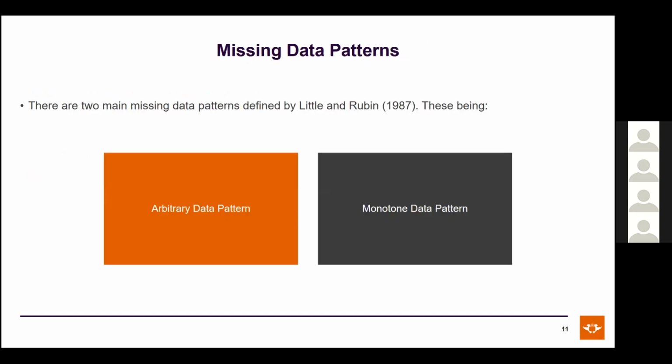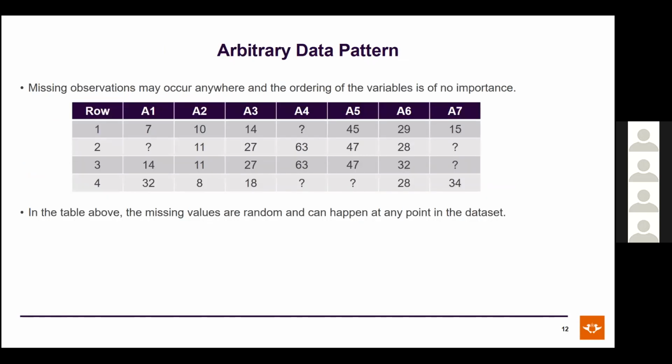Now we're going to take a look. So those are the four missing data mechanisms. We're going to take a look at the missing data patterns, of which there are two. There's the arbitrary and there's the monotone missing data pattern. Now, arbitrary basically says missing data can occur anywhere in your data set.